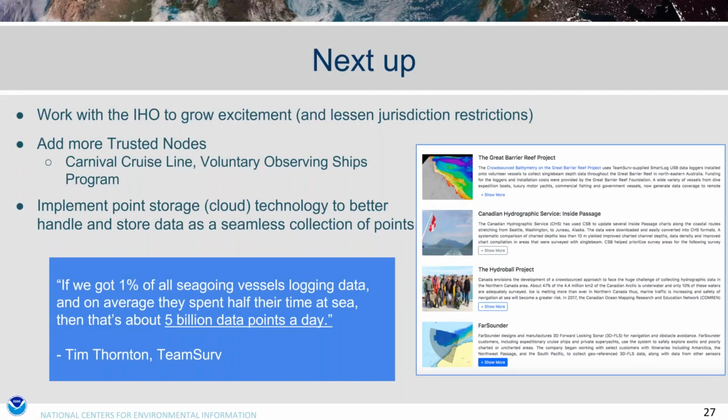So our focus right now, along with beefing up our infrastructure, is to continue to talk to these countries every chance we get about the value of these data, trying to sort of calm their nerves about liability and legal issues, and hope that they officially become a yes country. We're also working to bring on board new trusted nodes like Carnival Cruise Line and the Voluntary Observing Ships Program. And on the infrastructure front, we're hoping to implement point storage or cloud technology to better handle and store the growing data volumes as a seamless collection of points, which will better serve our community.